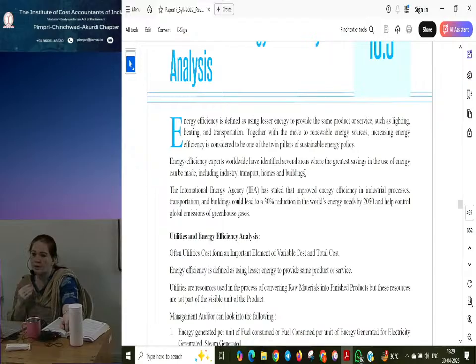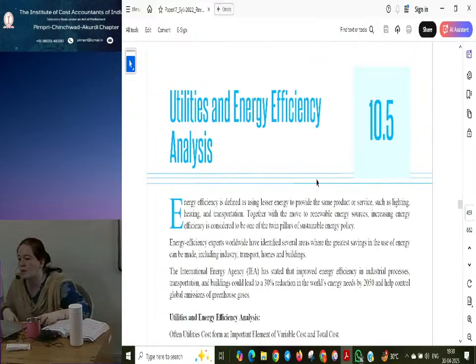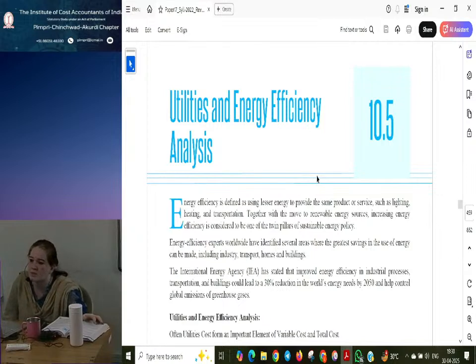Okay, so there are certain energy audits going on. What source of energy is being used? Because the carbon dioxide that is emitted into the environment is actually going to have an impact on the climate. Climate impact, yes. So these are important not only from the cost perspective but also for the impact on the environment. Okay, so that is what it is all about: utilities and energy efficiency analysis.